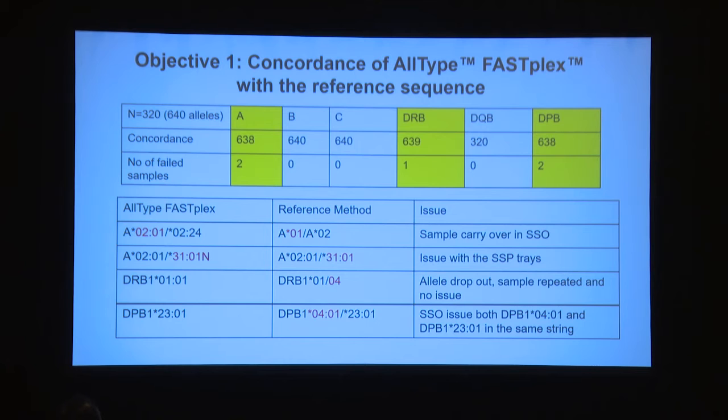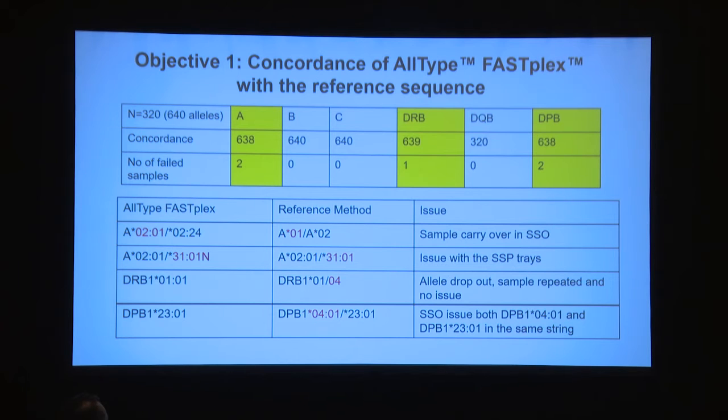The next one is AllType FASTplex gave us A0201 and 3101 null. Even using the SSP2 trays, which can resolve these rare null alleles, we were not able to resolve it. And then when I contacted the vendor who supplied us with the SSP, they said, we just supplied the primer, but we cannot guarantee that it's going to work with every single rare allele.